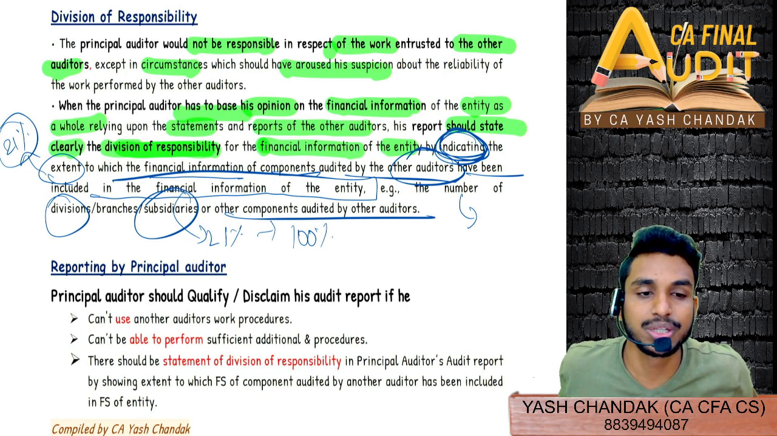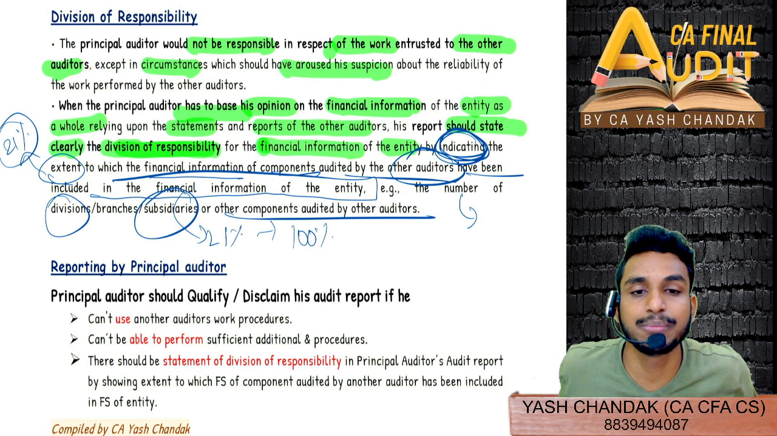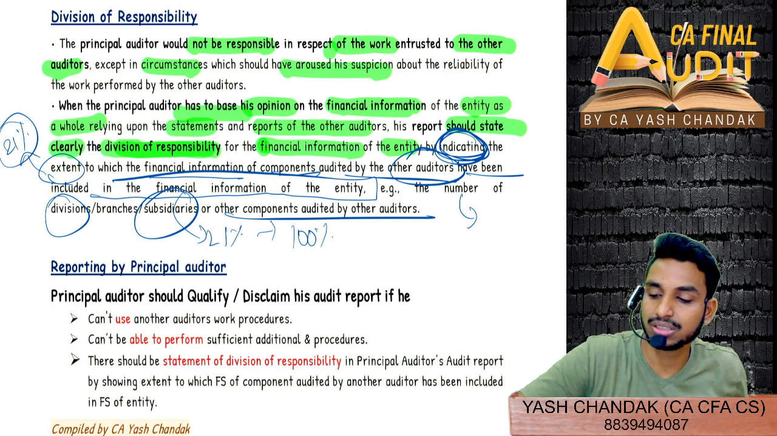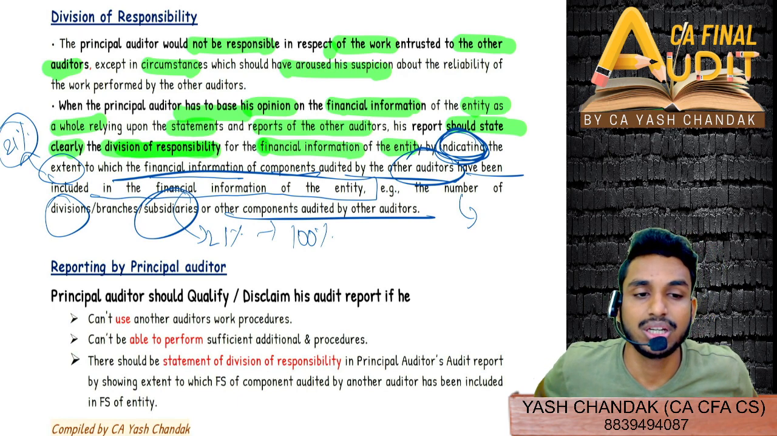Regarding division of responsibility shown in the auditor's responsibility para, where will you show this? Yes, everyone tell me, in which para does the auditor's responsibility come? Division of responsibility. Pooja, you only tell me which para you will report it in.